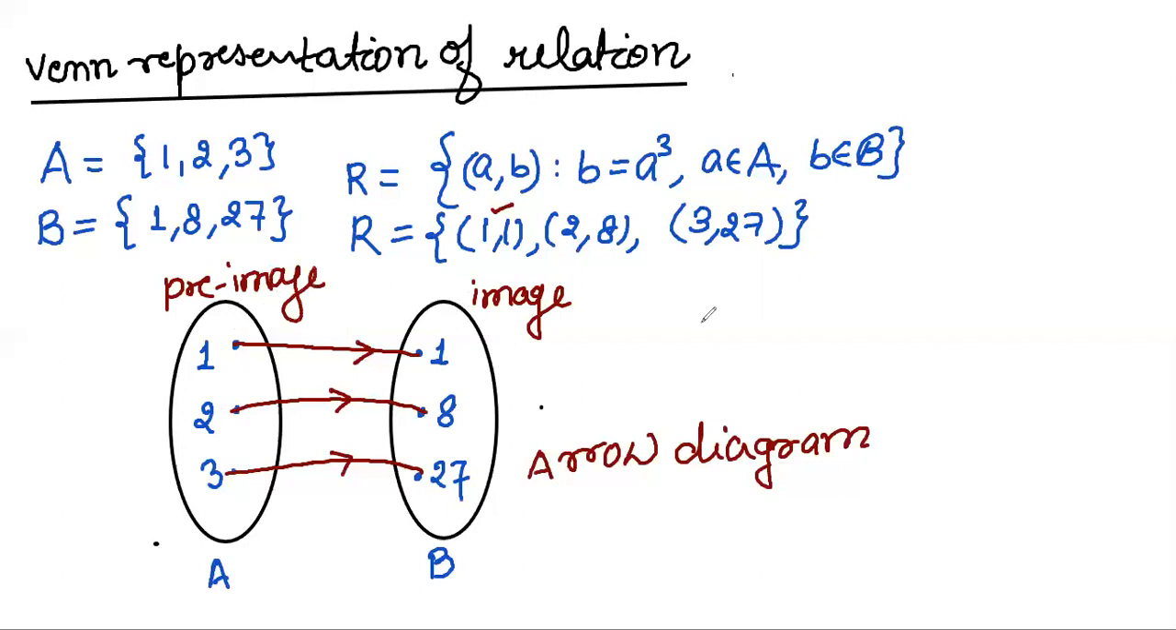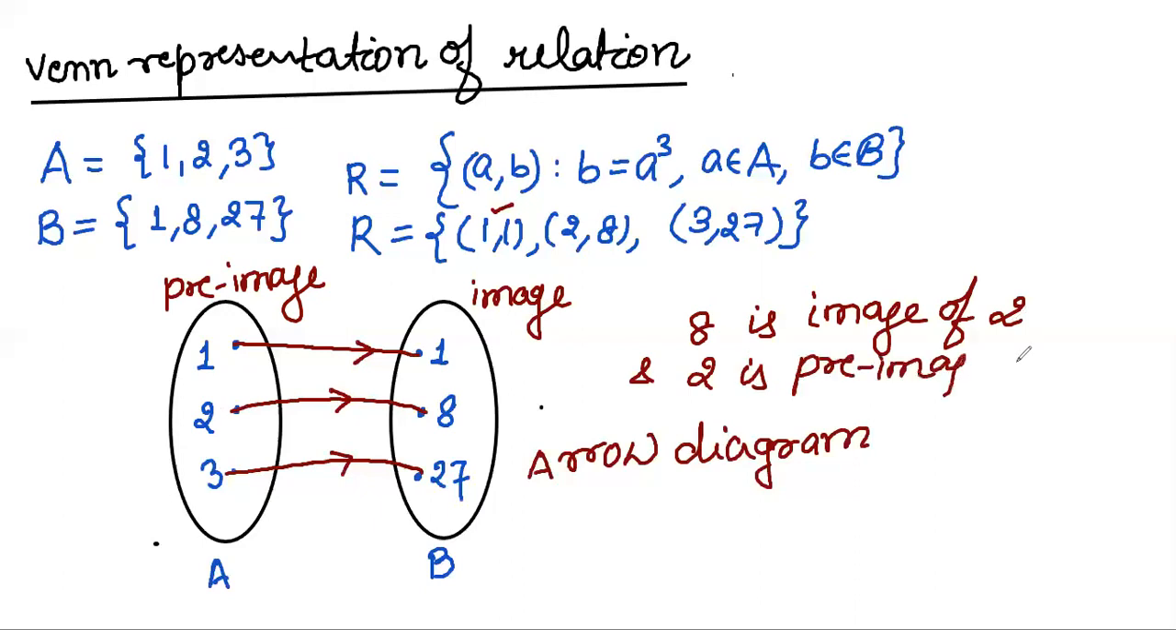We can write here 8 is image of 2, and in another way we can write 2 is pre-image of 8. 8 is image of 2, 2 is pre-image of 8. 27 is image of 3, 3 is pre-image of 27. 1 is image of 1, 1 is pre-image of 1. So this is the way we also write. I hope it is clear for you all.